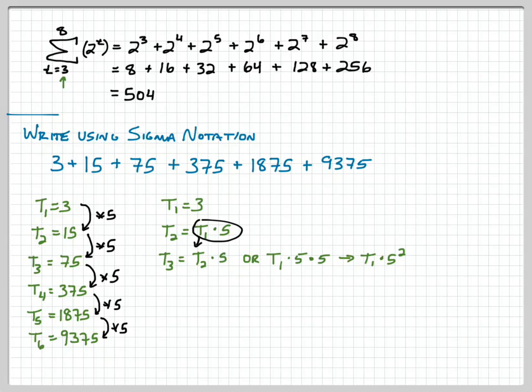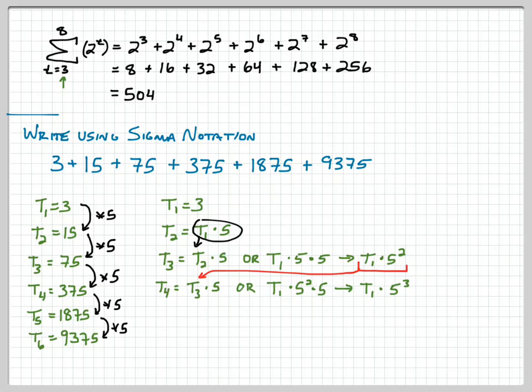Now, you could write 25 in here, but I generally don't expand out when I'm doing this because I want to see if any kind of pattern emerges. If you have it written out as t of 1 times 25, you might not see the pattern, so I leave it in exponential form. So let's look at t of 4. T of 4 is t of 3 times 5, which we just said is the same thing as t of 1 times 5 squared. So I plug that in, and I get t of 1 times 5 squared times 5, which is t of 1 times 5 cubed.